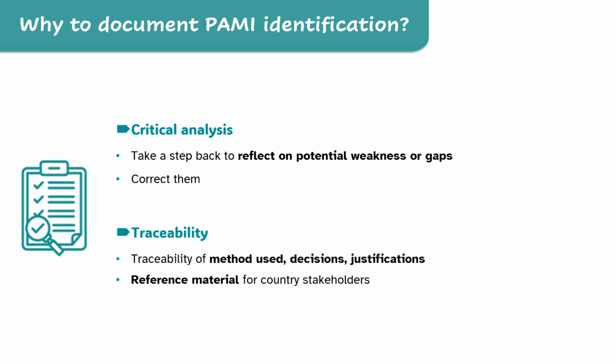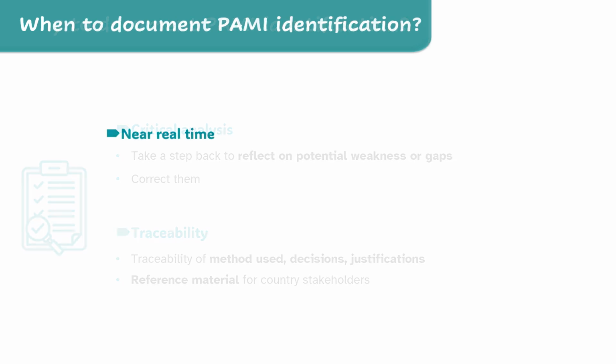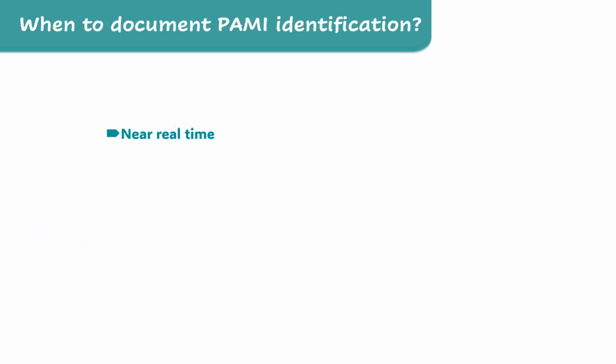In addition, comprehensive documentation is also essential for traceability. As part of the documentation process, the method used, the decisions made, and the justifications for these decisions are recorded. This is particularly useful for future reference. The recommended approach to document PAMI identification is to do it near real time as opposed to documenting it on completion. This offers major benefits.